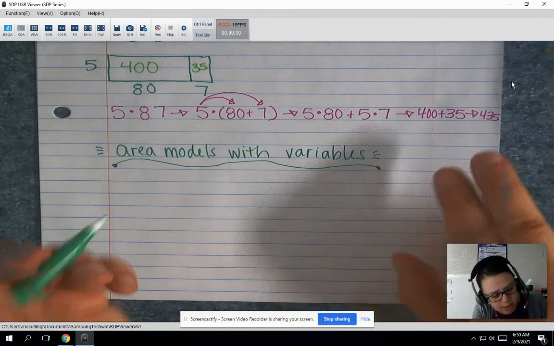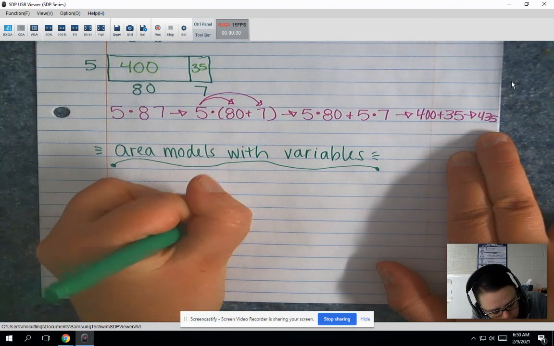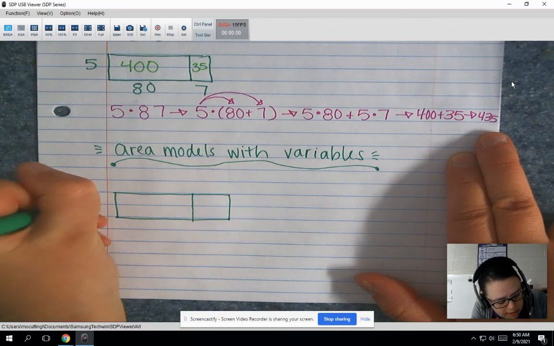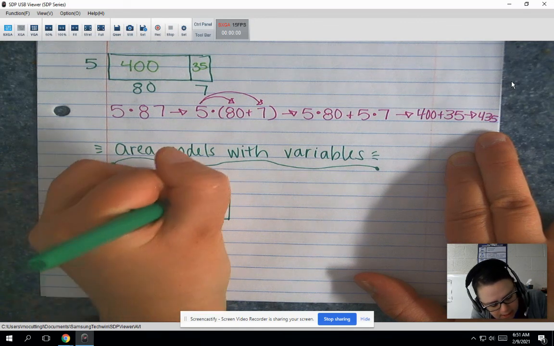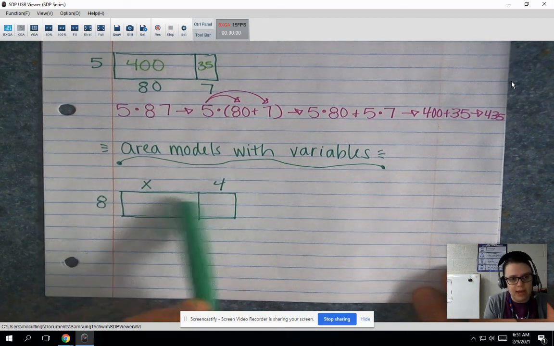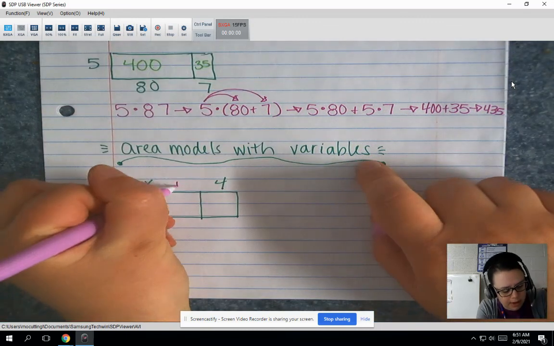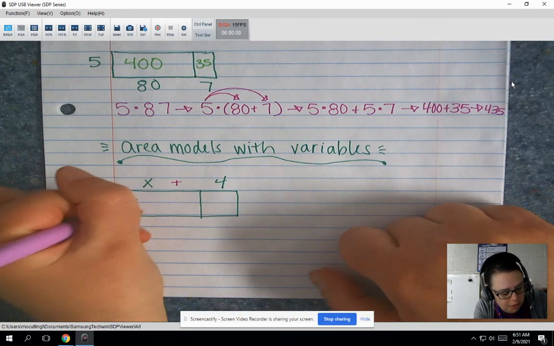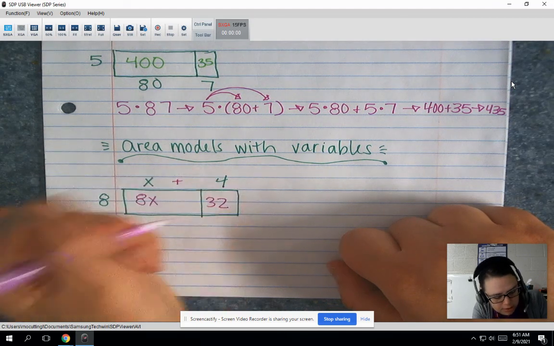So I'm again gonna start with my area model. So I need a rectangle, and I am gonna break it up. My length here is 8. My width is gonna be x. This piece is gonna be x. This piece is gonna be 4. So this whole width is not 4x. It is actually x plus 4. So I'm going to fill in my area model. 8 times x, we write that as 8x. 8 times 4 is 32.